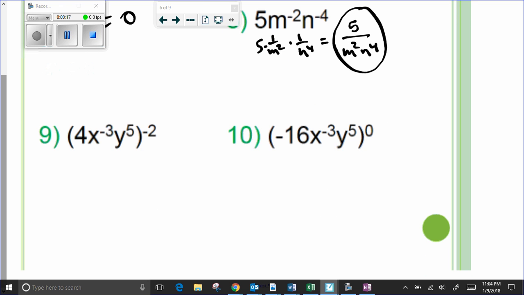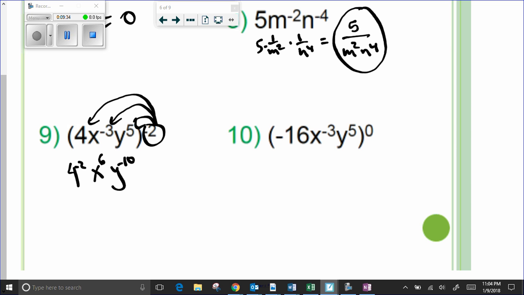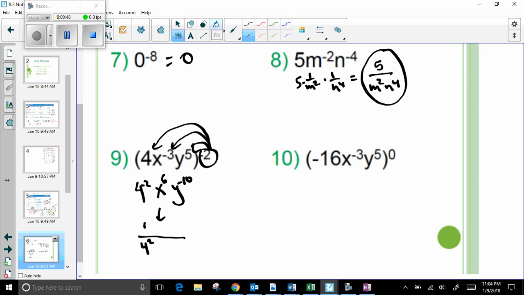Down to the next one, I'm going to distribute this negative 2 to every power. So this is 4 to the negative second, x to the sixth, because negative 2 times the negative 3 is positive 6, and then y to the negative 10th. Once that's done, then I move down and I rewrite all these. This is 1 over 4 squared. I'm going to change this a little bit. I need to use my eraser real fast.